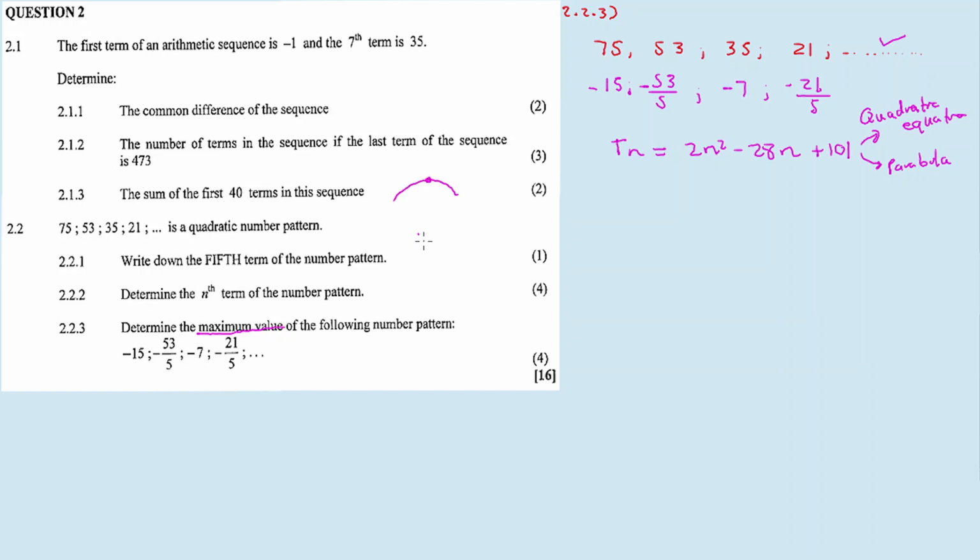This is a maximum, this is a minimum, and this equation has a value of a which is greater than 0. So if a is greater than 0, it will be a smiley face. If a is less than 0, it will be the sad face, right?